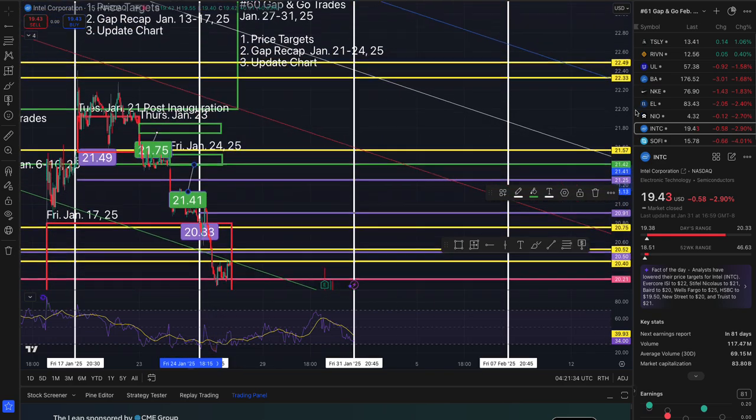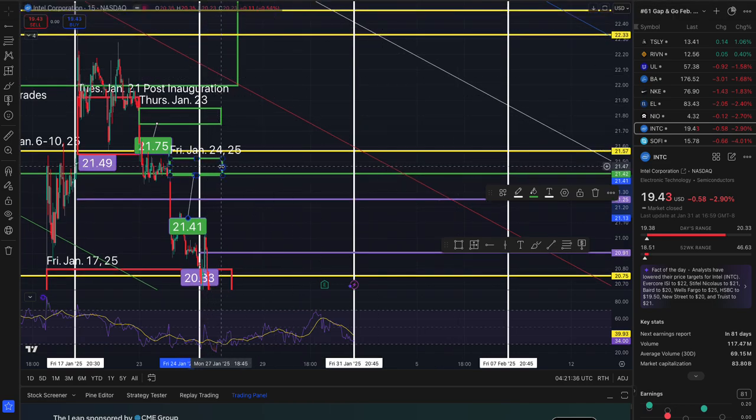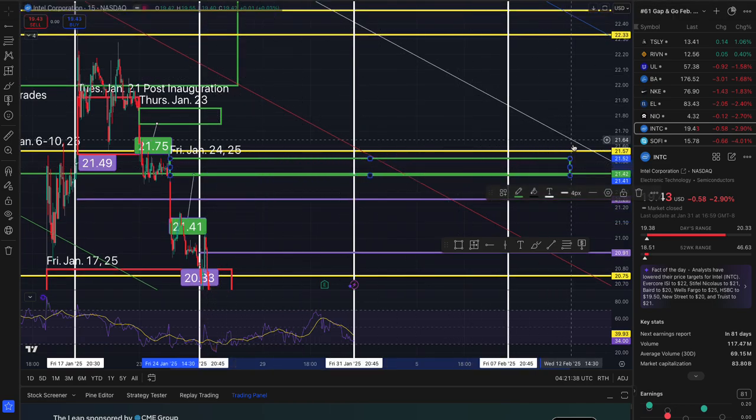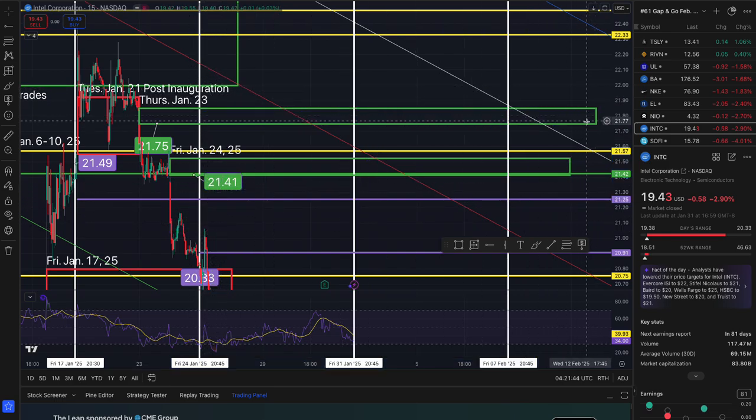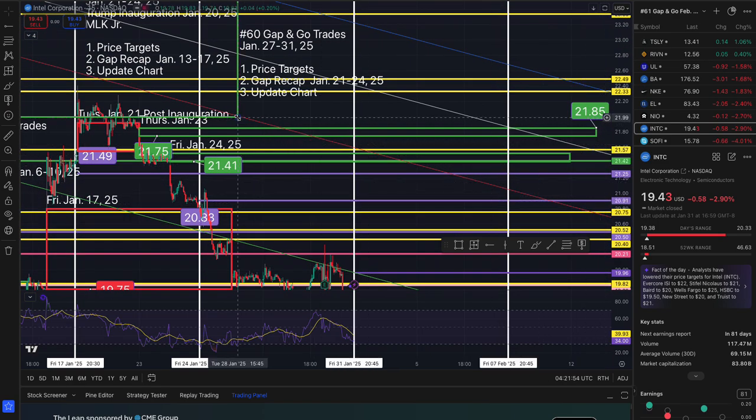Oh, look at this. We've got this gap that will take us to 2152. Then we have this gap that will take us to, excuse me, 2185. And then this bottom area, 2199.